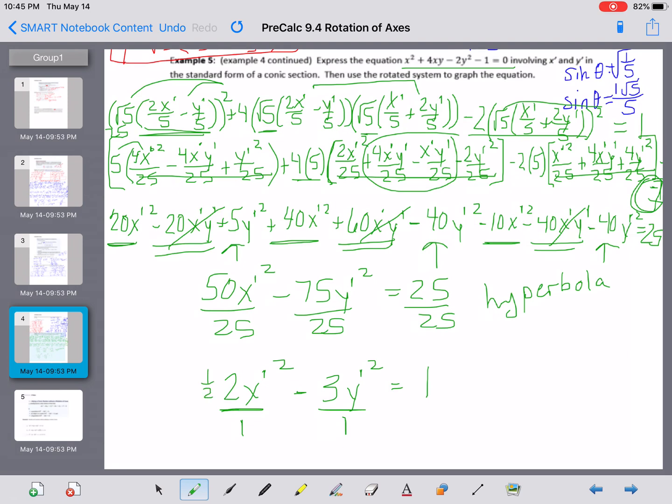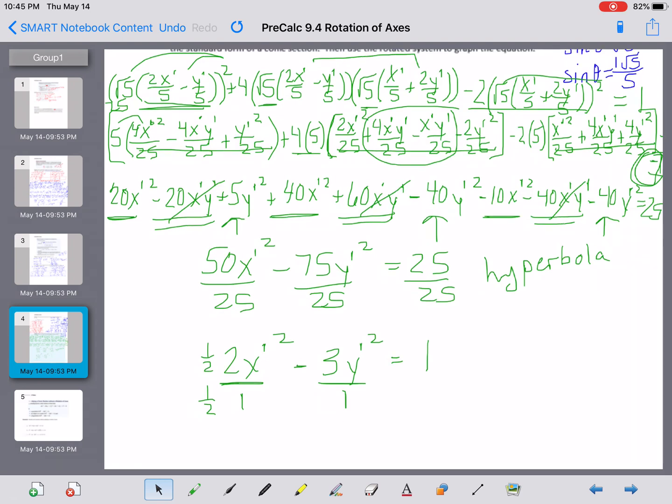So these two will cancel, and I'm going to be left with x prime squared over 1/2. Not a beautiful a squared, but that's what it is. Over here, I don't want this 3, so I'm going to multiply it by 1/3 to turn it into a 1. Those cancel. I'm left with minus y prime squared over 1/3 equals 1. So to be honest, my 1/2 is my a squared, my 1/3 is my b squared, and I could use it to graph this.